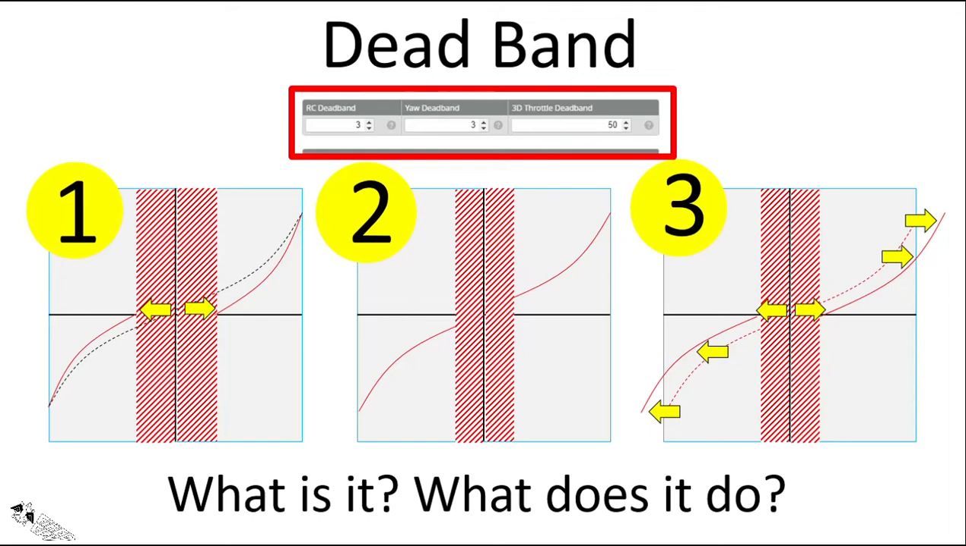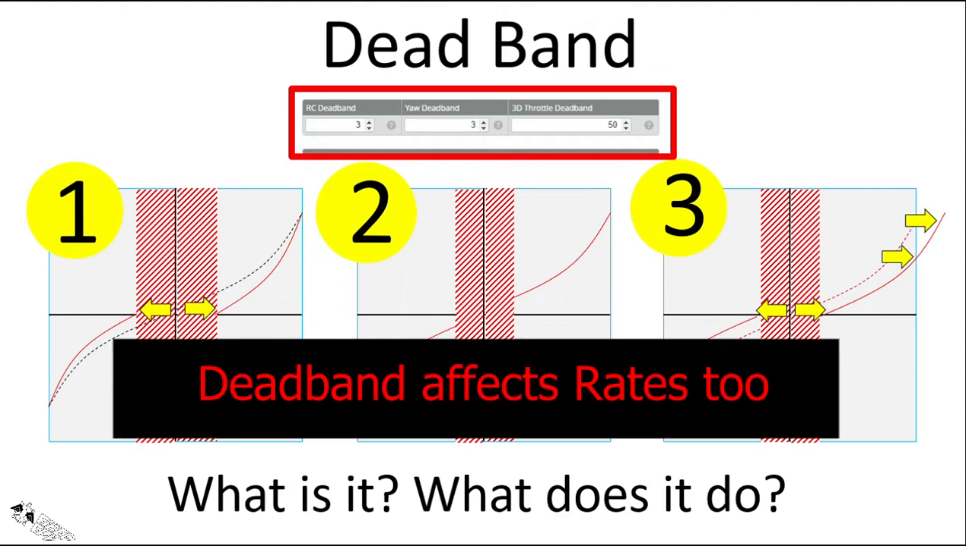Hi guys, did you ever wonder what deadband does and how it affects your flying skill? And how can deadband make you fly better or worse? I was always wondering what deadband actually does to the rates, because it affects your stick, right? It must affect something on the rates, but I don't know exactly.